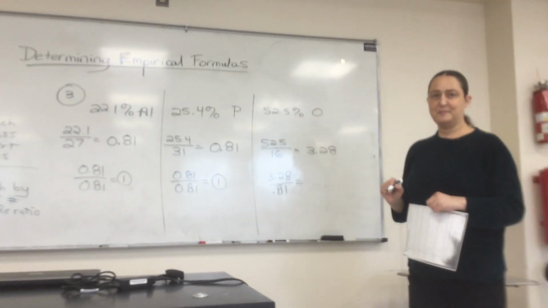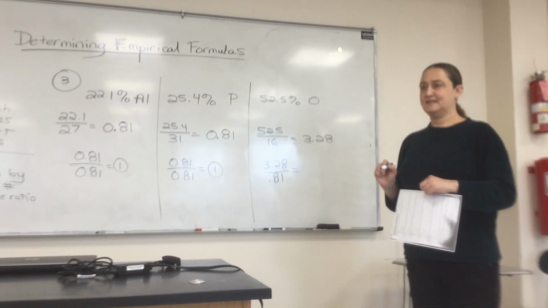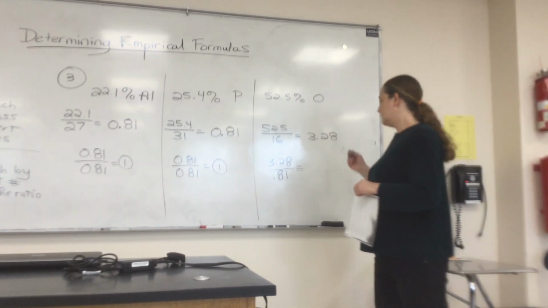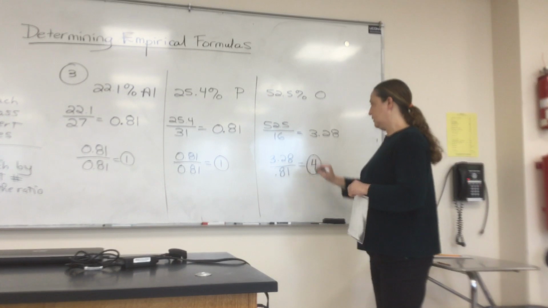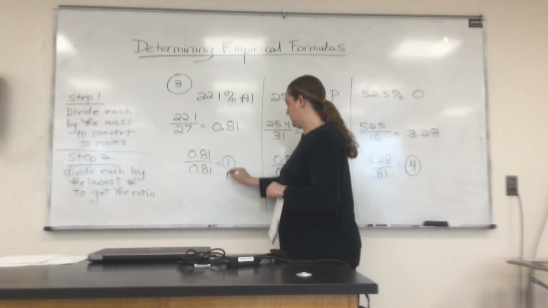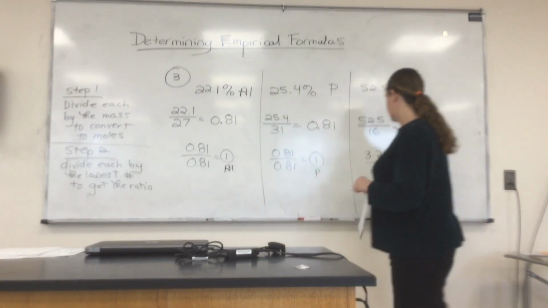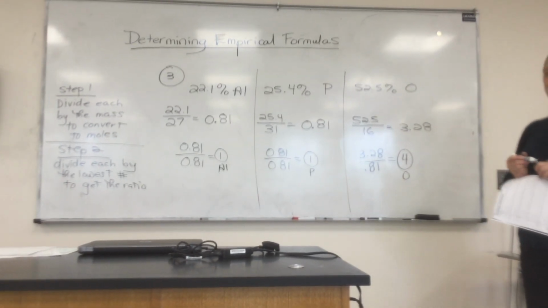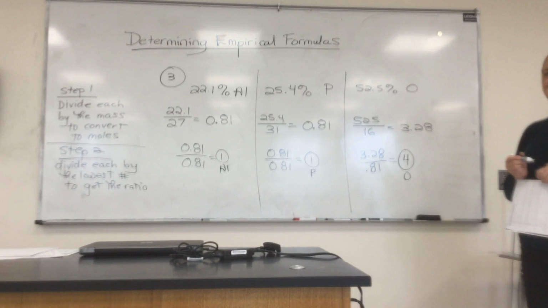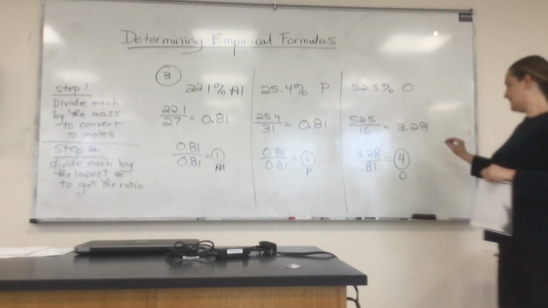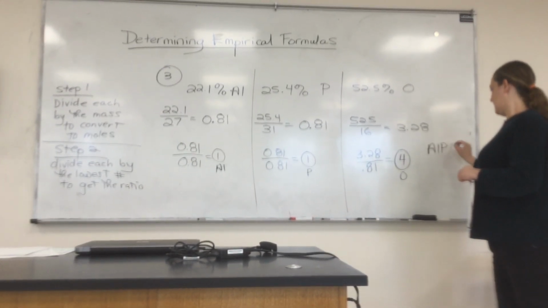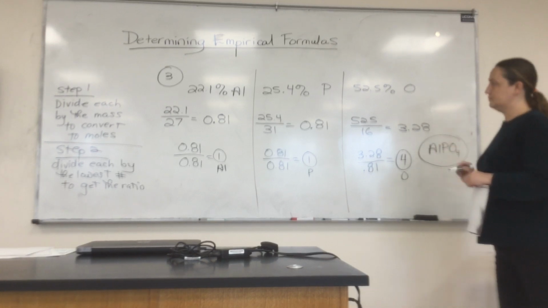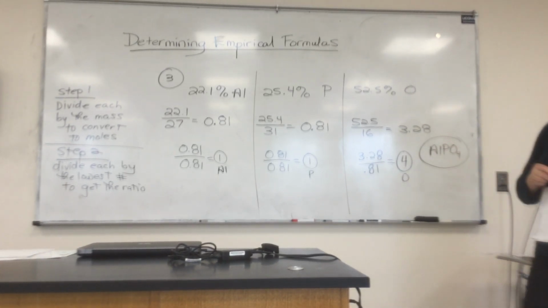Okay, how about that one? 4.04. Yep, so that is about 4. So that means we have 1 aluminum, 1 phosphorus, 4 oxygens. Okay, and what is the chemical formula? AlPO4. Okay. All right, good. So there's 3 good examples for you. Okay, we're done.